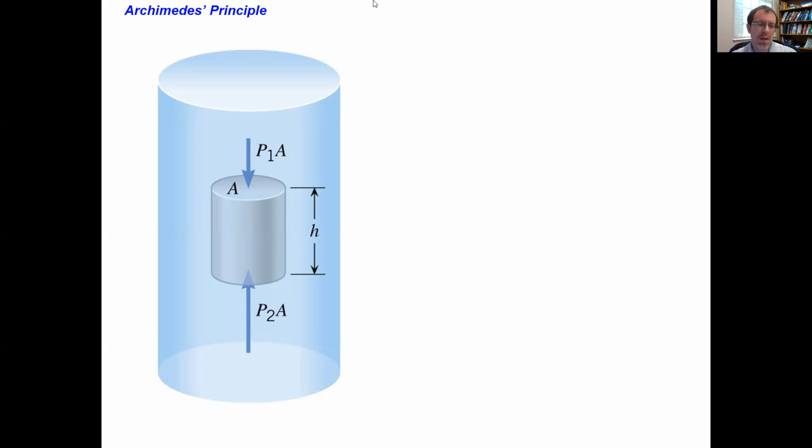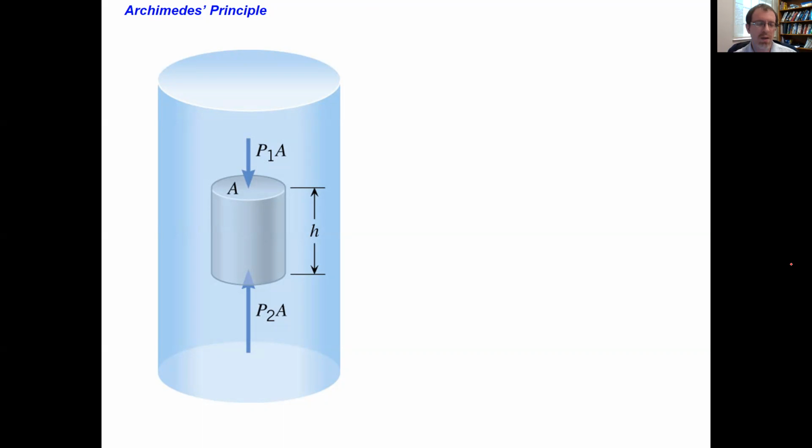Because it's completely submerged, its two faces, its bottom and its top face, are going to feel forces from the different pressures on those faces. So we're going to have a pressure on the top face, which is P1, and a pressure on the bottom face, which is P2. And of course, force is equal to pressure times area. So then our forces are P1A and P2A. All right, so let's see.